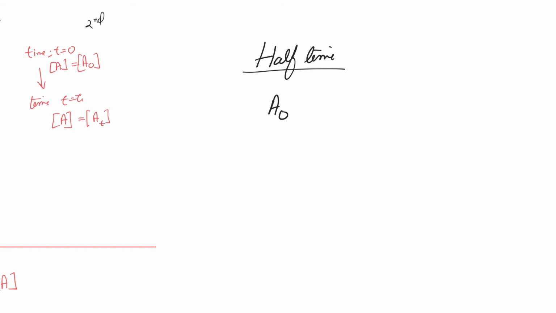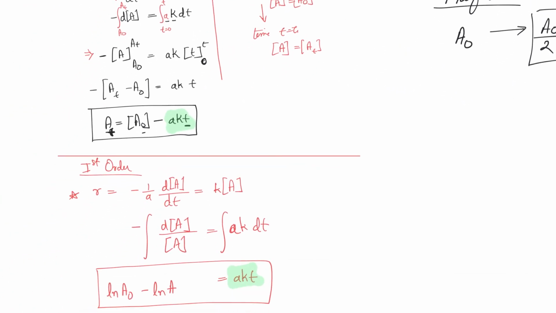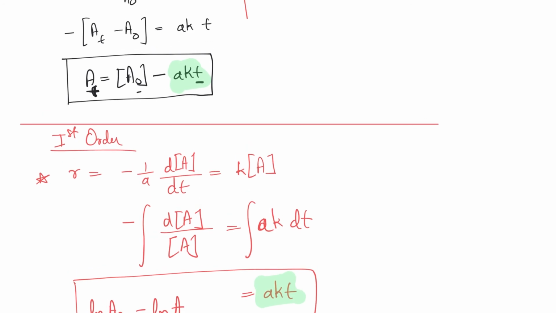That means at the time at which a naught goes to a naught by 2, aka at becomes a naught upon 2. Now if you do the same with these equations, you can calculate half time for these. So let's just say a naught upon 2, because at is a naught upon 2 for half time, right, equals a naught. Now you can use the brackets, you should be using the brackets, minus akt.